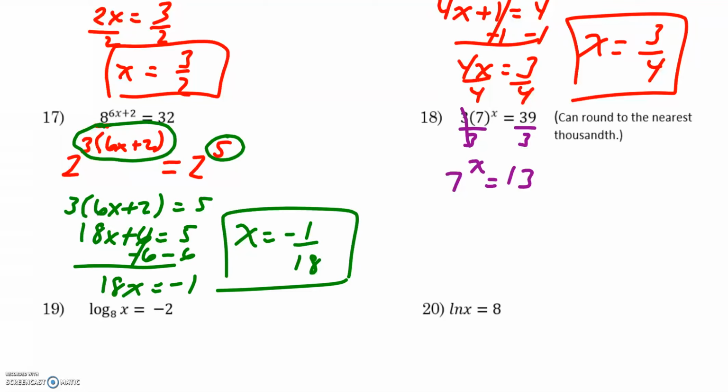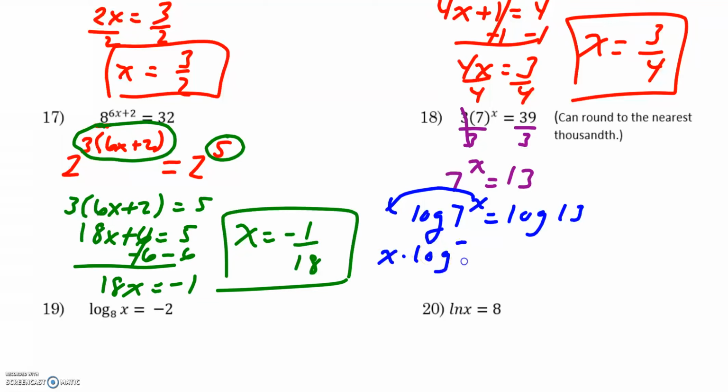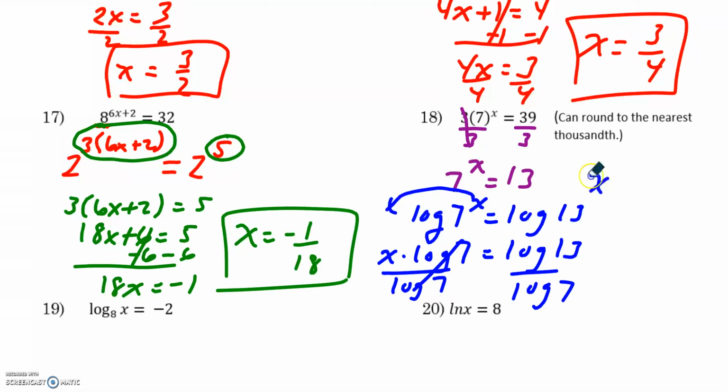You could apply log or ln. It's based on you completely. Because my base is not e, I'm going to go ahead and apply logs on both sides. So log of 7 to the x equals log of 13. When I apply a log on both sides, my exponent comes in front. So I have x times the log of 7 equals the log of 13. If I want to get x alone, I divide both sides by the log of 7. So my answer in exact form would be log of 13 over log of 7.